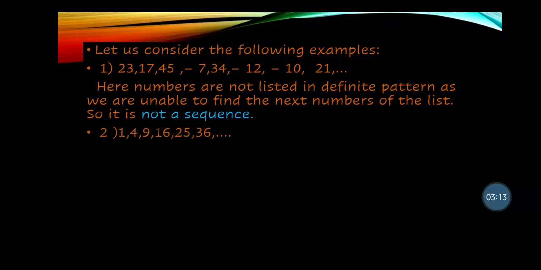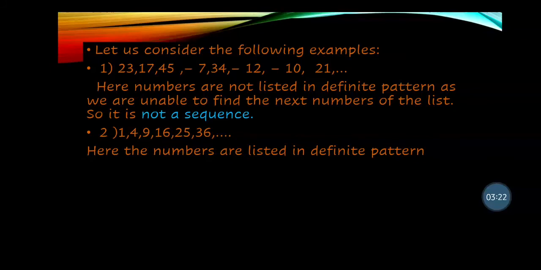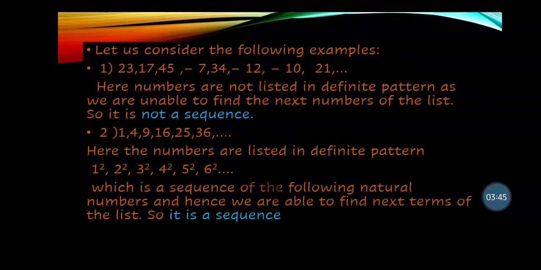Second example: 1, 4, 9, 16, 25, 36. Here, numbers are listed in a definite pattern. That is, square of 1 is 1, square of 2 is 4, square of 3 is 9, square of 4 is 16, square of 5 is 25, square of 6 is 36. Which is a sequence of natural numbers, and hence we are able to find the next terms of the list. So, it is a sequence.